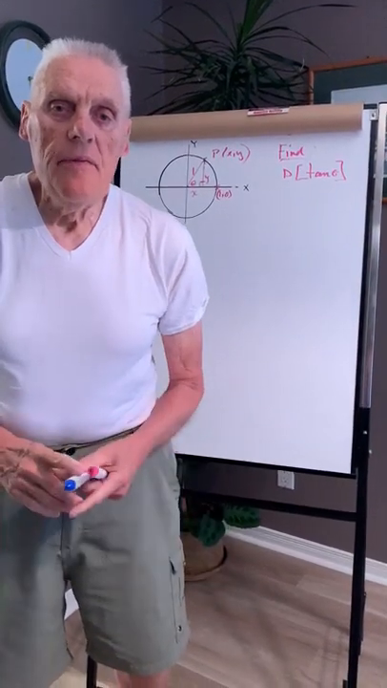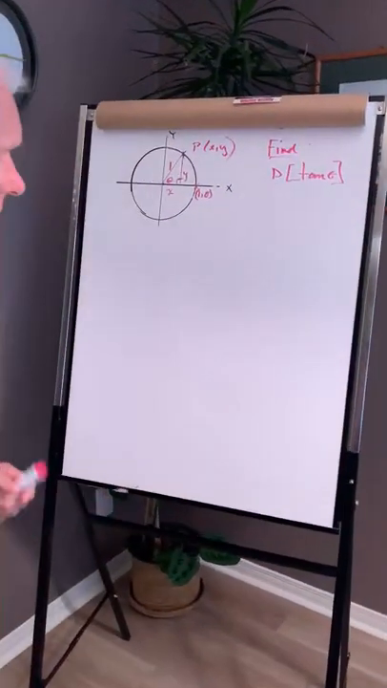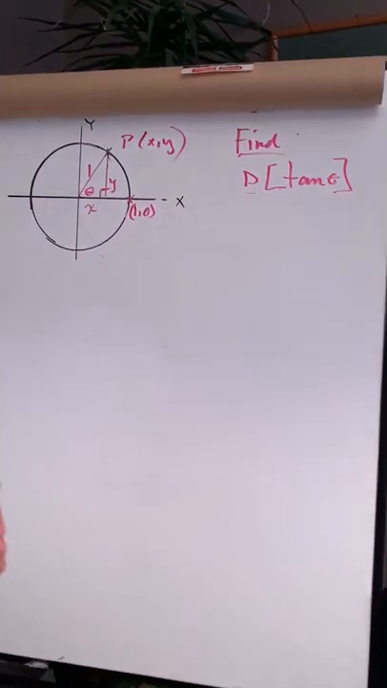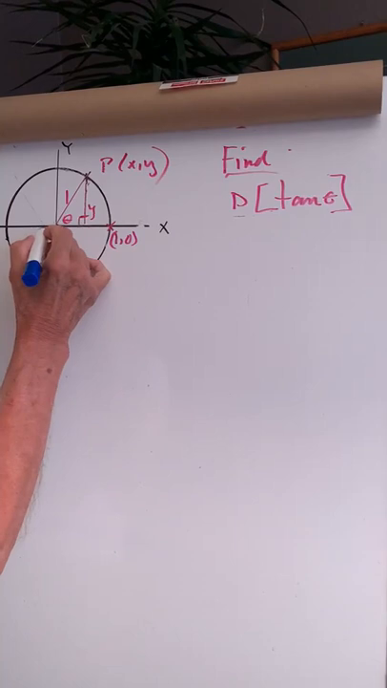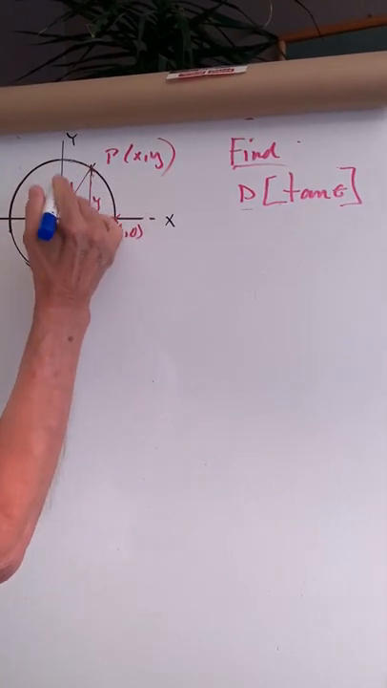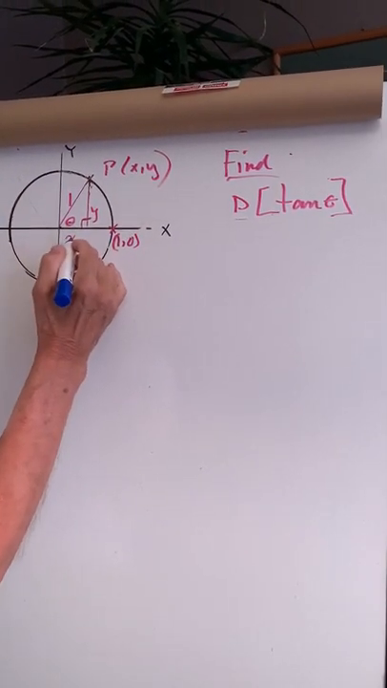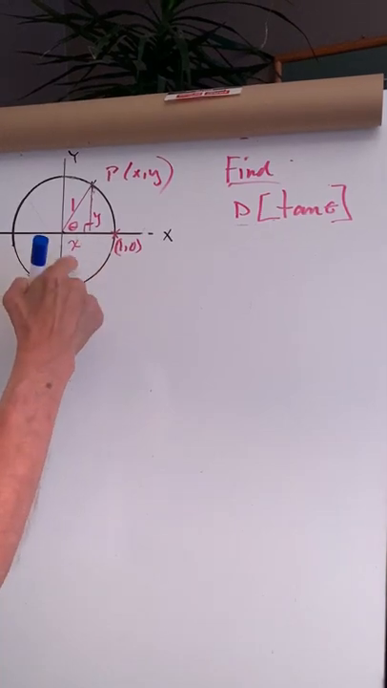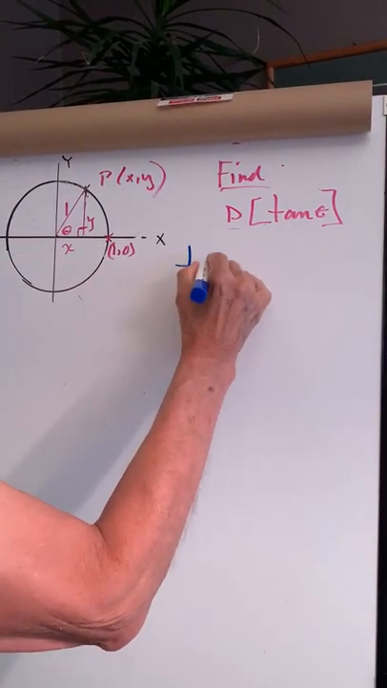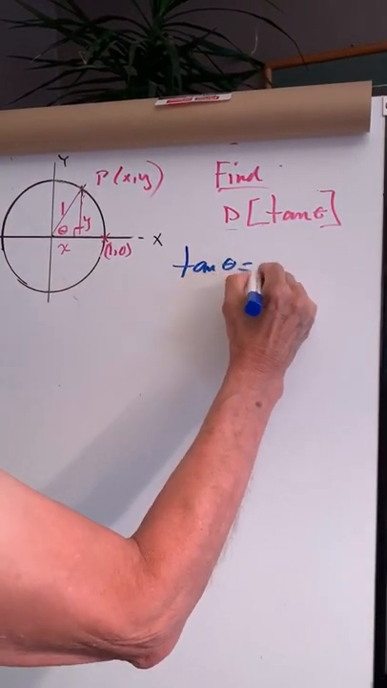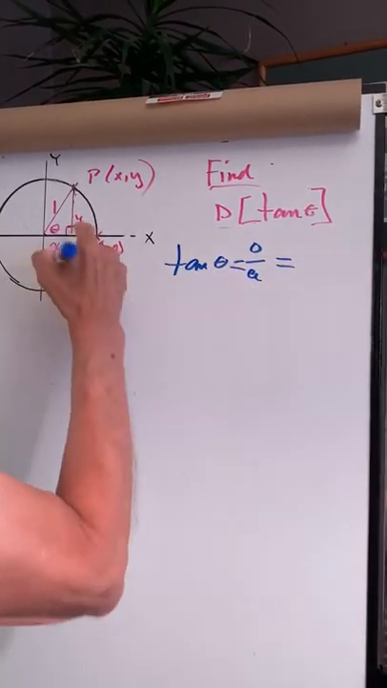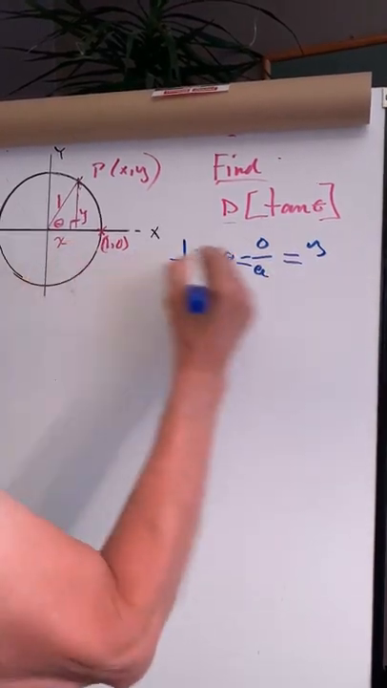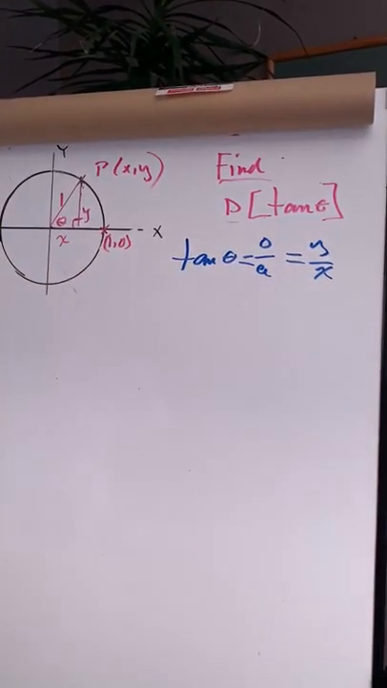We're going to find the derivative of the tangent curve. First of all, I have a unit circle, and I have a point (x, y) on the circle. It's x units over and y units up, and the hypotenuse is 1. So for tangent of the angle, it is opposite over adjacent. And the opposite is y, and the adjacent is x.